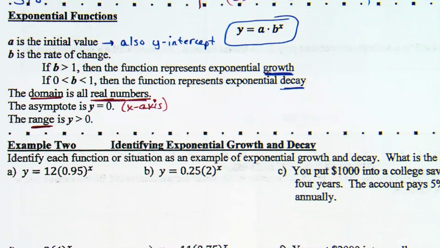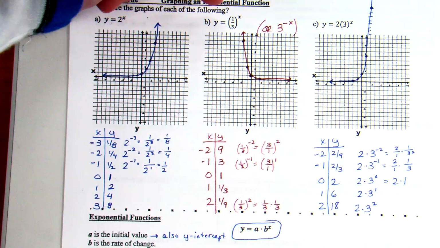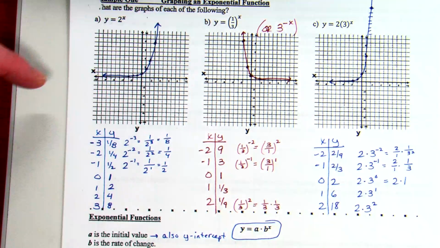B, we talked about being the rate of change. If that base, B, is a number greater than 1, then that is like parts A and C up above, and it's going to be exponential growth, where that graph is going up. Okay? If B is something between 0 and 1, which is like part B up here, then it's going to be exponential decay, and you'll notice that graph is going down. Okay, whereas A and C, my graphs are going up.